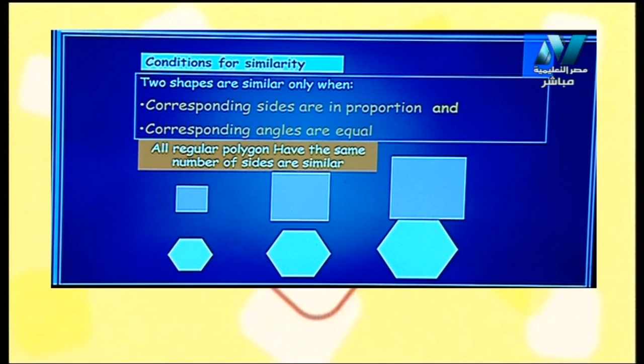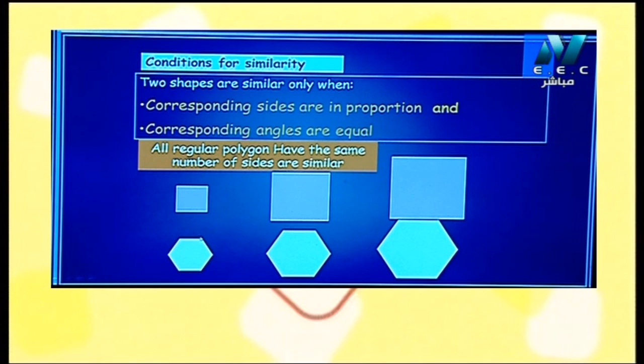All regular polygons that have the same number of sides are similar. What is a regular polygon? We call a polygon regular if all sides are equal in length and all angles are equal in measure. Like squares. We have here a small square, a middle size square, and a big square. All of them are similar. Why? They are similar because they are regular squares, or regular polygons.